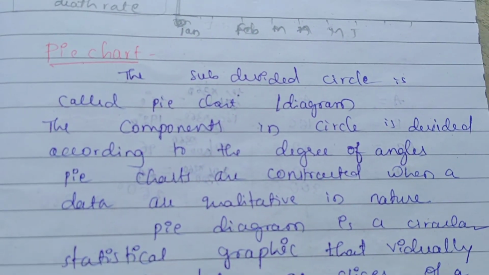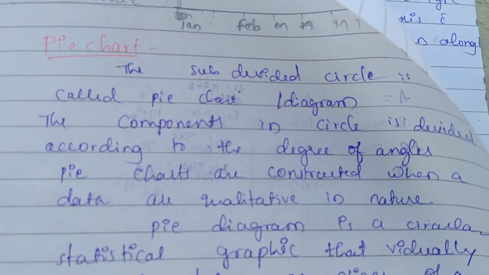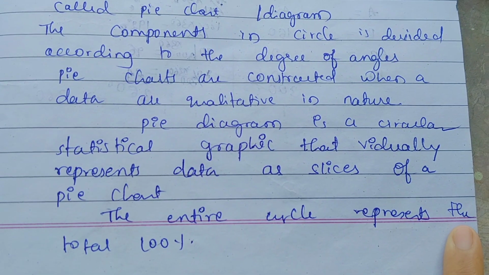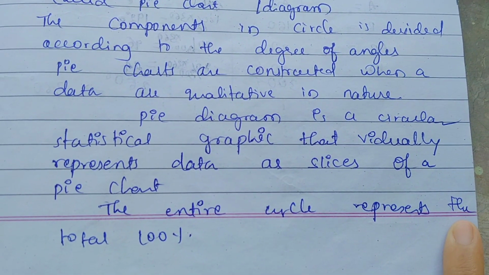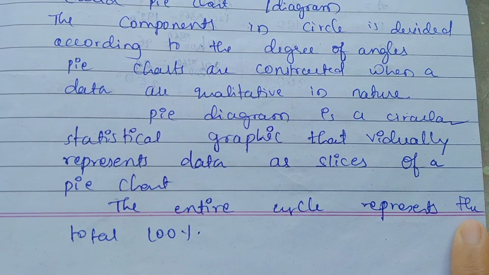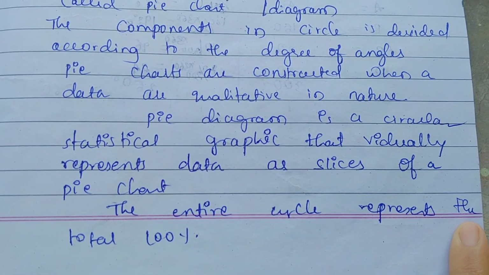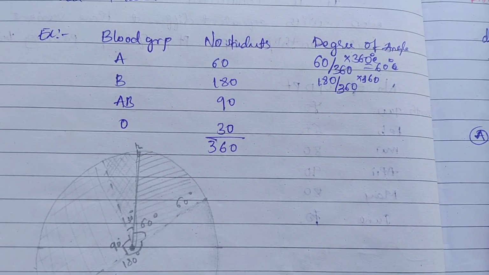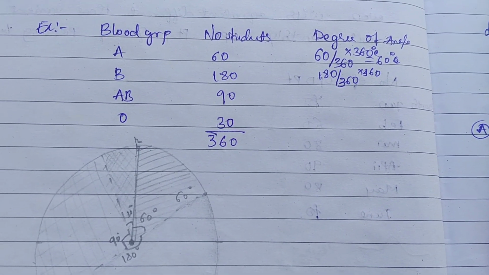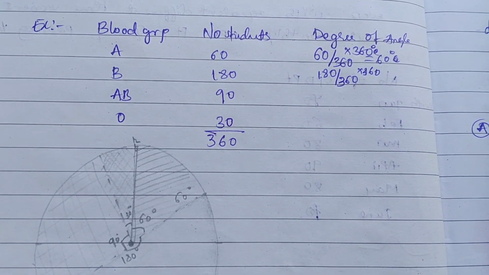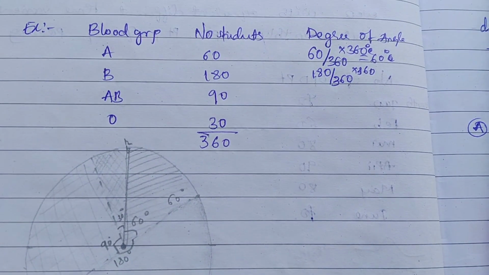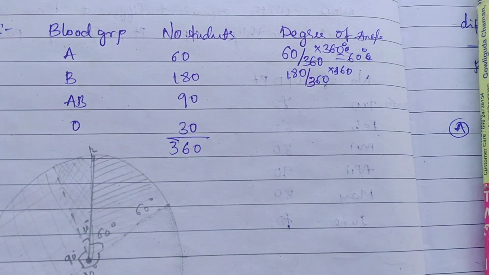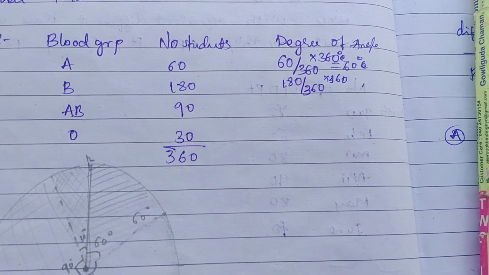Pie chart or pie diagram is a subdivided circle, also called a pie chart or diagram. It's a circle divided into components according to the degree of angles. Pie diagram is a circular statistical graphic that visually represents the data as slices of a pie. The entire circle represents the total 100%. Here is an example of blood groups A, B, AB and O. Number of students: blood group A 60 students, blood group B 180 students, blood group AB 90 students, and blood group O has 30 students.